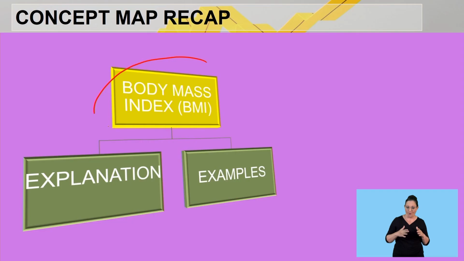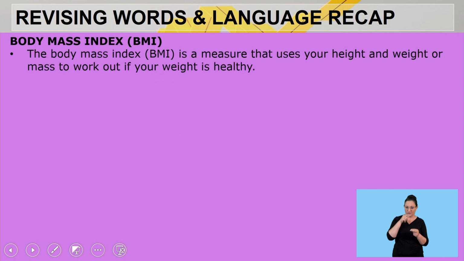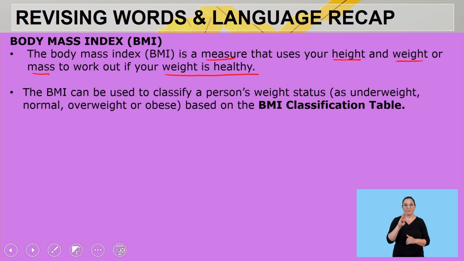Let us now quickly wrap up today's lesson. As I've indicated, the focus of our lesson today was the body mass index, in short, the BMI. We've indicated that the BMI is a measure that uses your height and your weight, or mass for that matter, to work out if your weight is healthy. We also indicated that the BMI can be used to classify a person's weight status, either as underweight, normal weight, overweight, or obese, based on the BMI classification table.